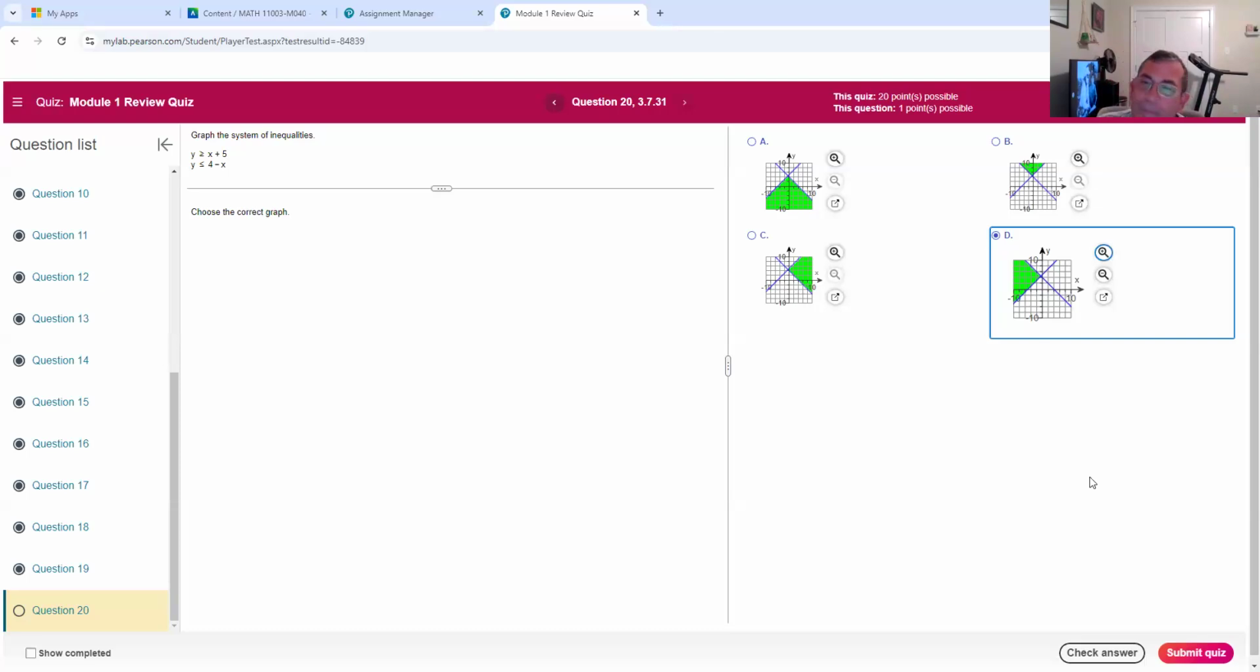Y'all listen here. Every time I've ever done this number 20, it's been the graph that's shaded on the left side like this, because you're going to have above one line and below the other one, okay? So if I'm totally lost, I'm going to pick the one that looks like that before I pick the other 3, okay?